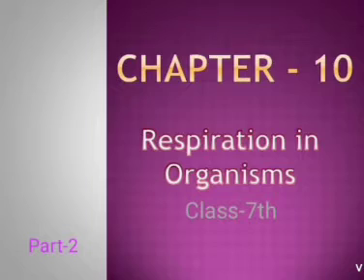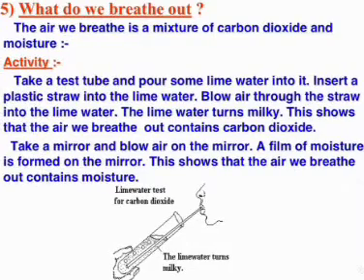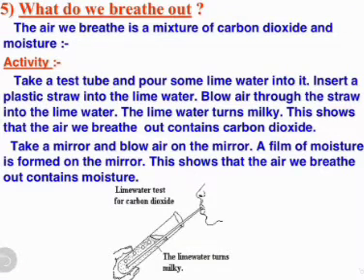Let's start our second video of chapter 10, Respiration in Organisms. We already discussed 4 points of this chapter in our first video. Now, we start with our fifth point of this chapter. What do we breathe out? The air we breathe out is a mixture of carbon dioxide and moisture.